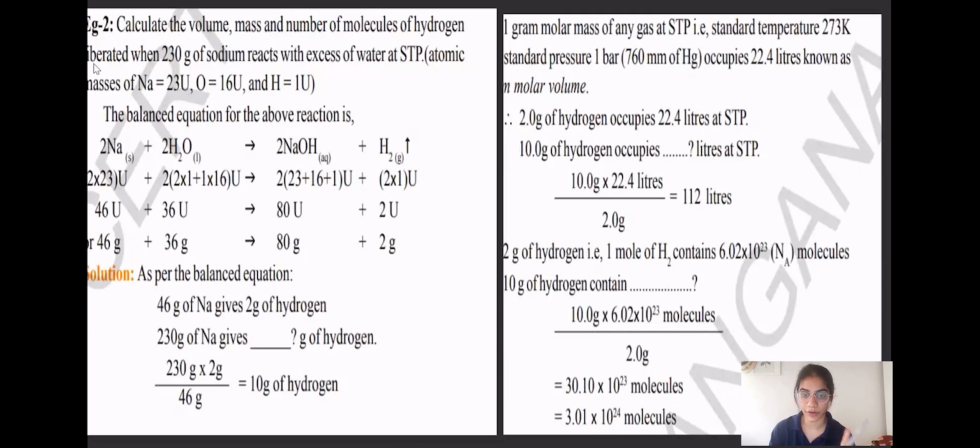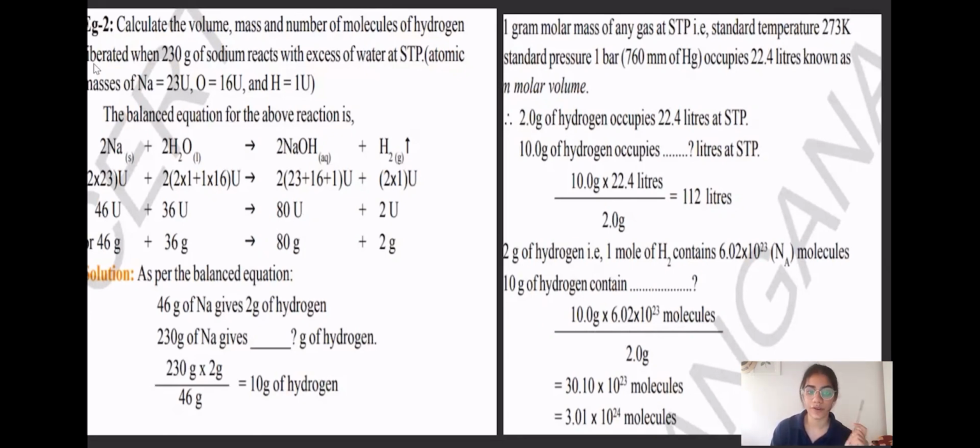Let's come to the product side. We have NaOH. Na, we have one atom, so that is 23. Oxygen, we have one atom, we have 16. And hydrogen, we have one atom, so it's 1. 23 plus 16 plus 1 multiplied by 2 gives you 80. Now we have one molecule of hydrogen gas, but we have two atoms of hydrogen in one molecule of hydrogen gas, right? Hence it is 2 into 1, that is 2 units.